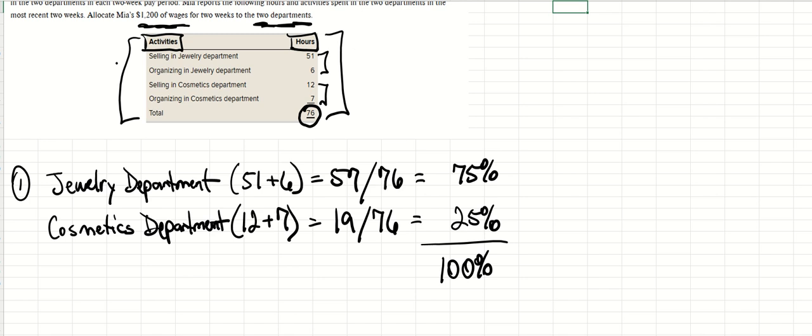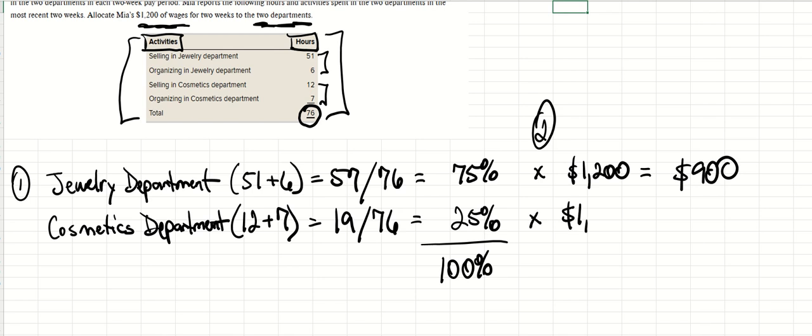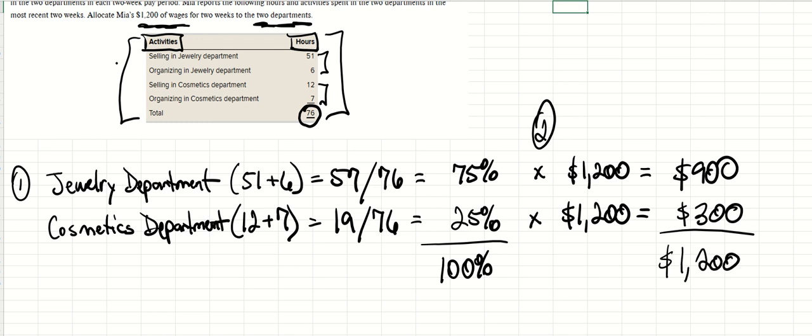So that's step 1. Step 2, we're just going to do the allocation process. We take 75% of the $1,200 in wages, and that gives us $900. And 25% of $1,200 gives us $300. Just to make sure that we did include all $1,200 in this allocation to both the jewelry and the cosmetics department, we take 900 plus 300. That does give us $1,200 in wages that was fully allocated to both of these departments.